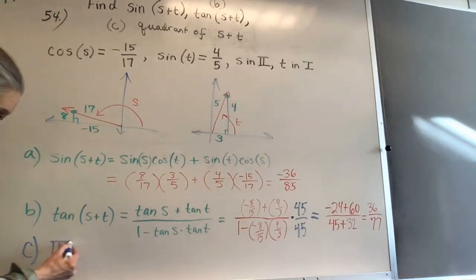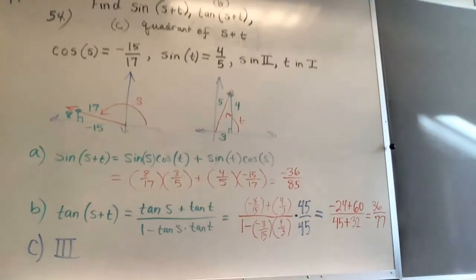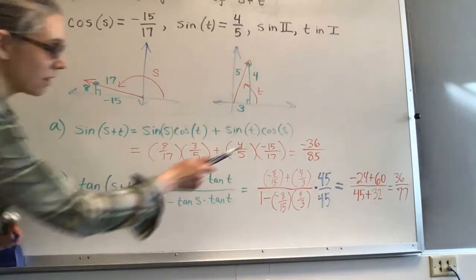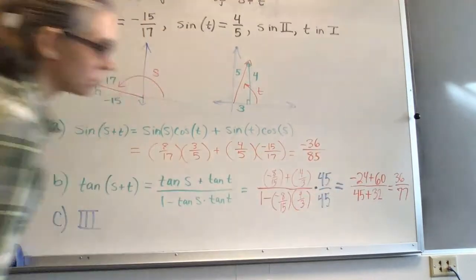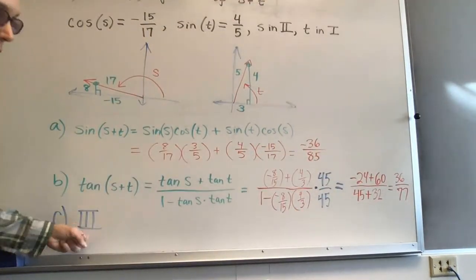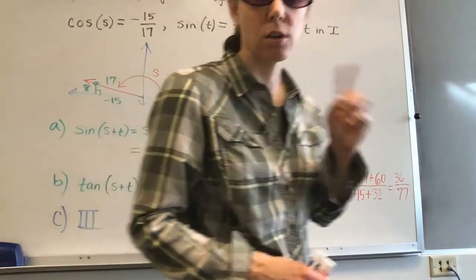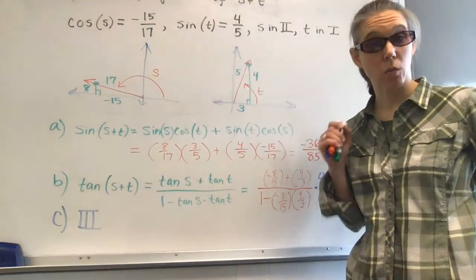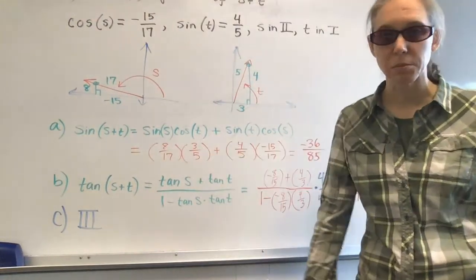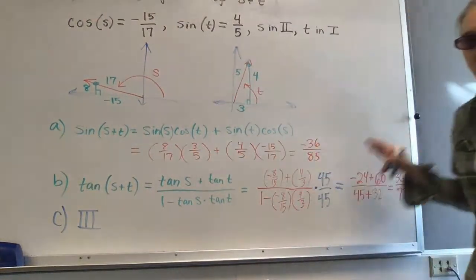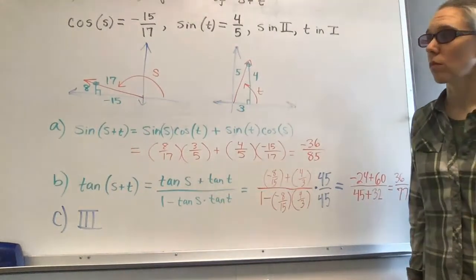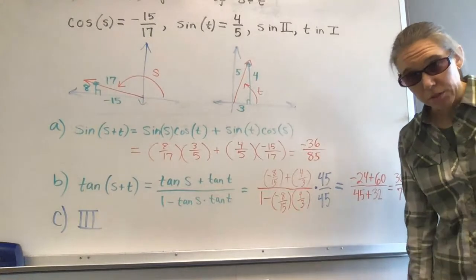is quadrant 3. And the way you come to that conclusion, again, is by looking at the sign of the resulting values from part A and part B. Okay, so you do part C after you do A and B. It does not require work. You need to think through which quadrant S plus T could possibly be in based off the resulting sine and tangent values. Okay, 2 more problems.